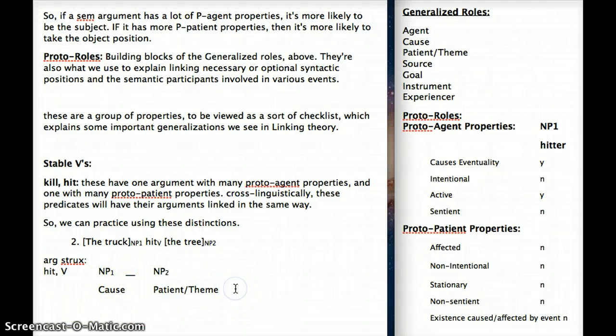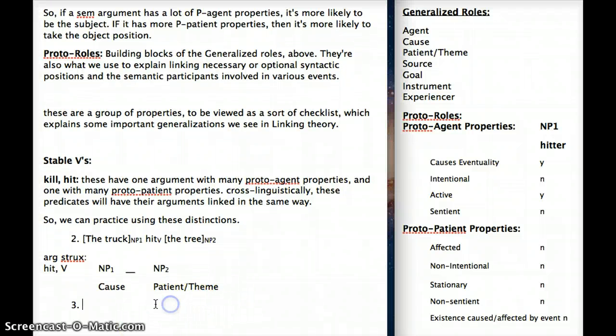So we can also confound this a bit by looking at another sentence. And we can also formulate this in another way. So we can say hit is a predicate, and it has two participants in this naive way that we've shown above. And one of those participants is a cause, and the other is a patient or a theme.